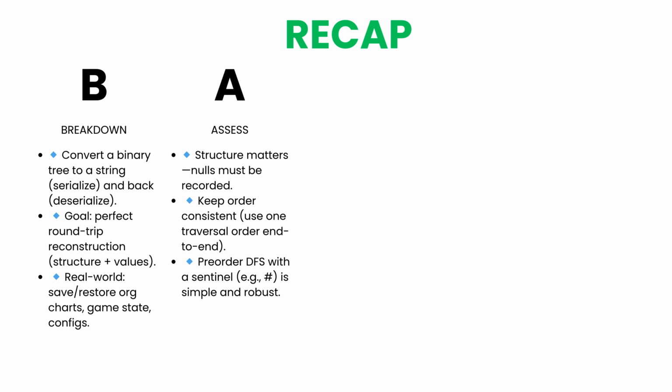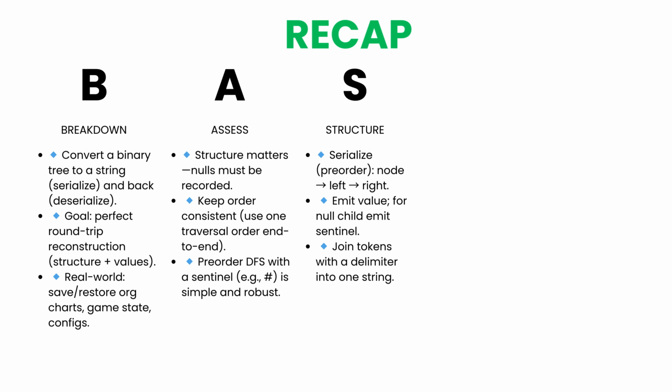We called out the common traps: forgetting nulls, mixing traversal orders, or losing child positions. A consistent traversal, like preorder, plus a sentinel for nulls prevents ambiguity and guarantees a perfect round trip. Our plan: during serialization, perform a preorder walk and append either the node's value or a sentinel, for example #, to the output sequence. During deserialization, read the sequence in the same order, creating nodes for values and returning null at sentinels, recursing left, then right.